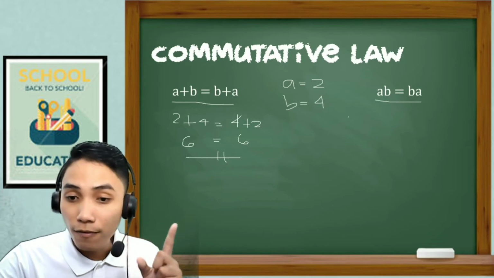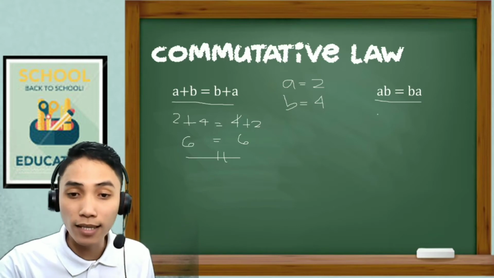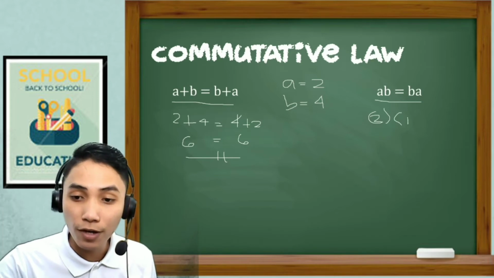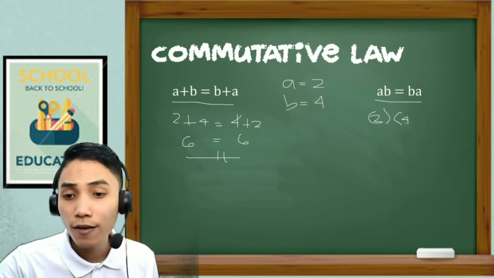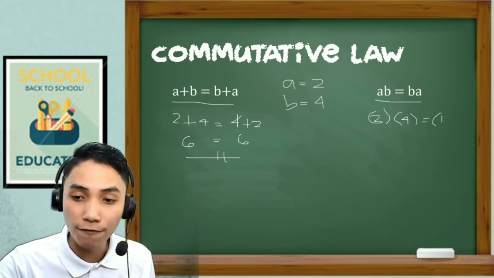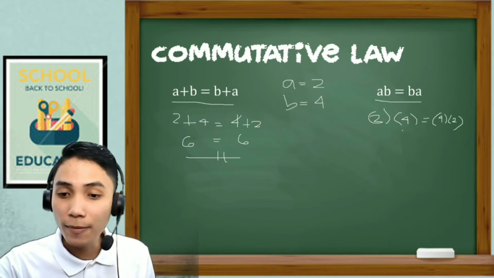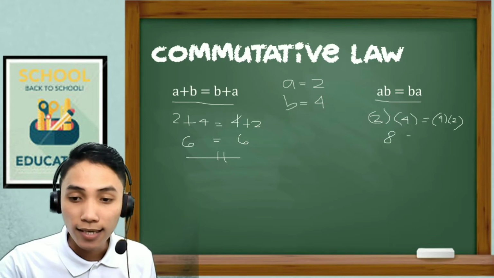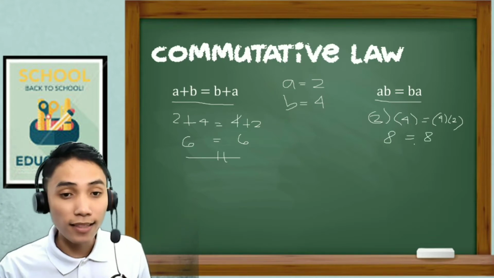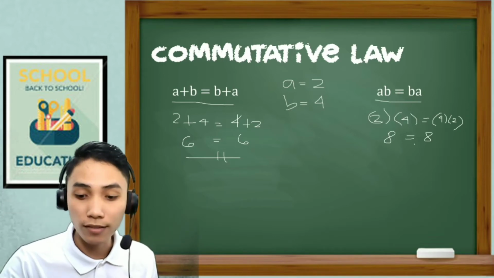Let's move to the multiplication. Let's substitute. The value of A, that is 2, multiplied by the value of B, that is 4, is equal to the value of B, that is 4, times 2. 2 times 4, that is 8, equals 4 times 2, that is 8. So that is the commutative law for addition and for multiplication.